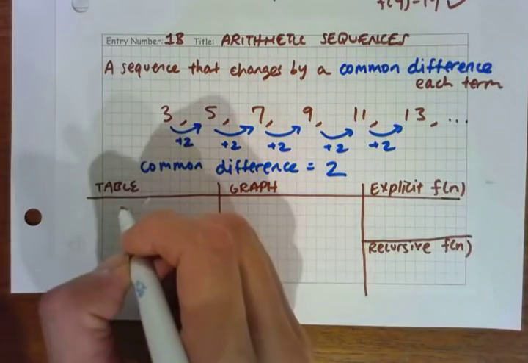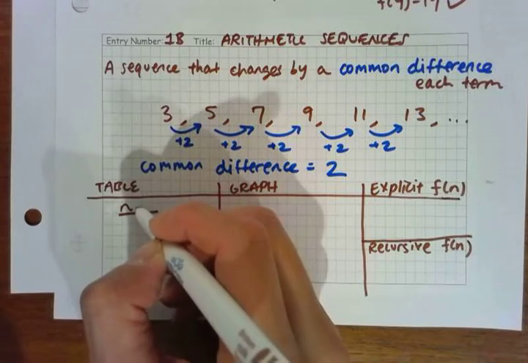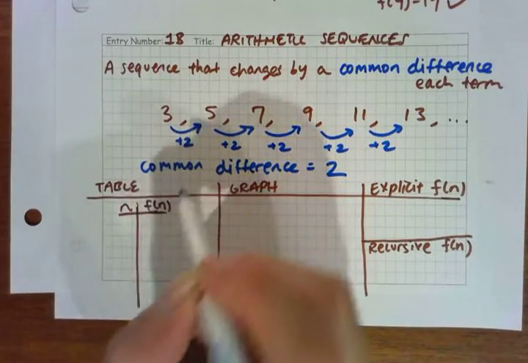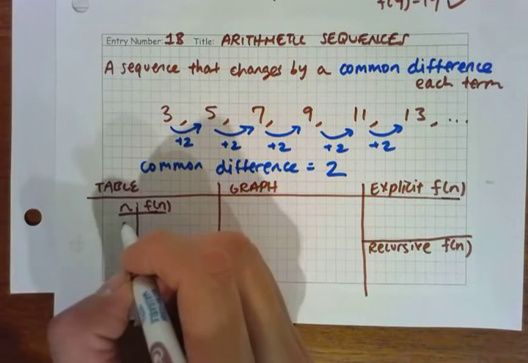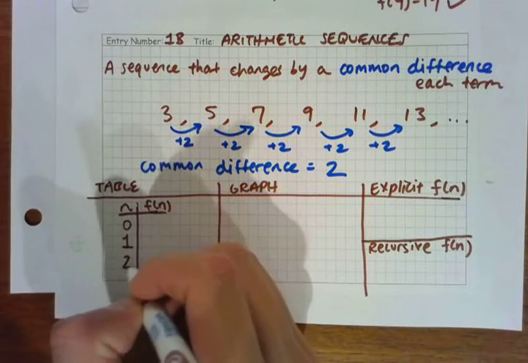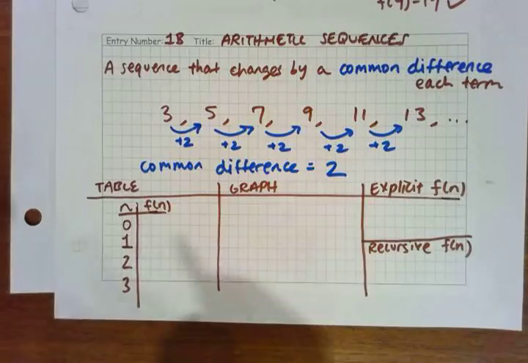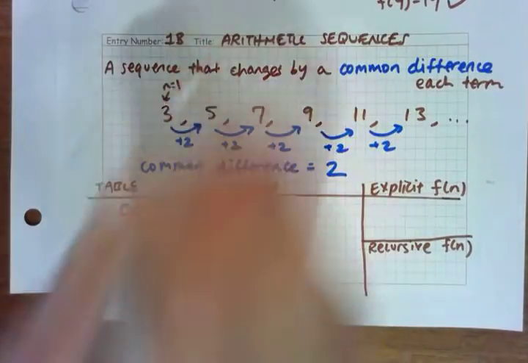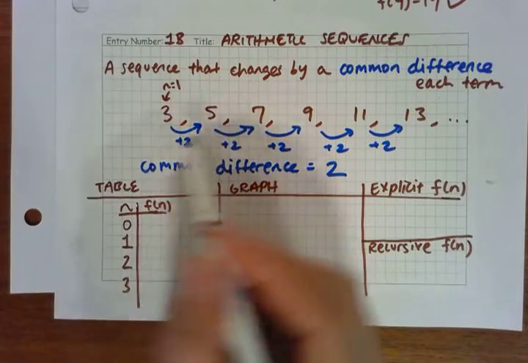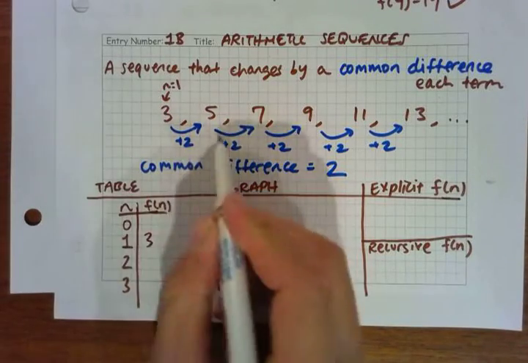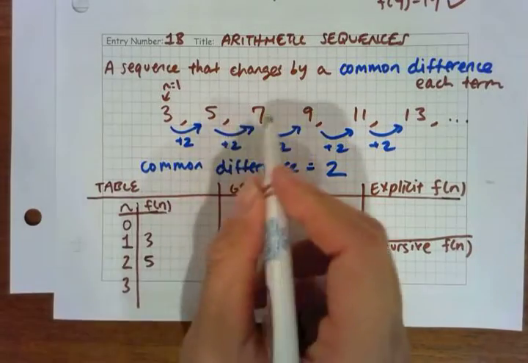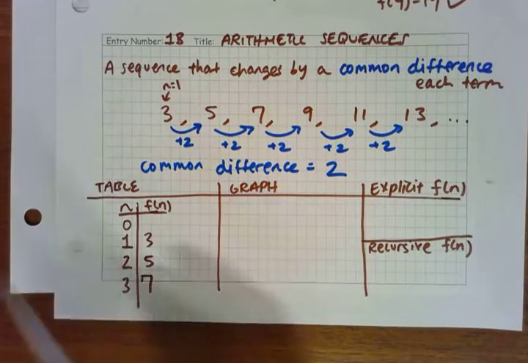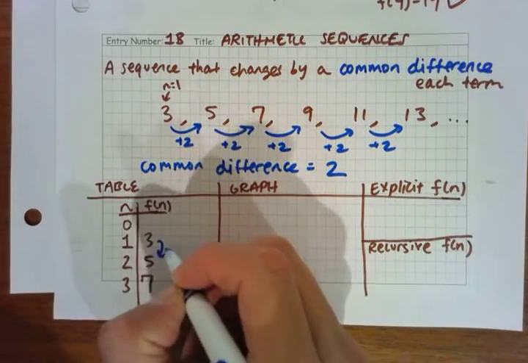So if we have it as a table, we have n on the left side, that's our term number, and f of n, that's the value of the term, or the function. The first term, this 3, is our first term when n is equal to 1. Our second term was 5, and our third term is 7. Notice that each time it's going up by 2.